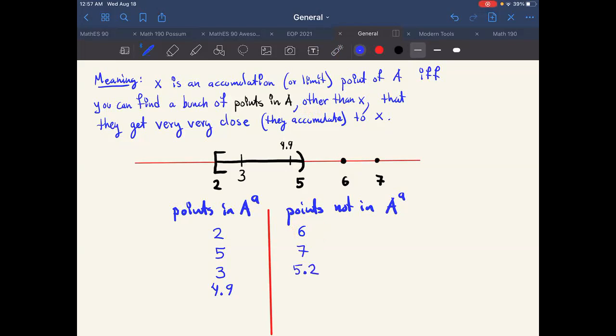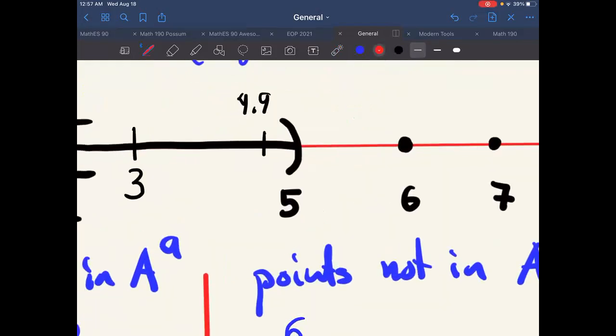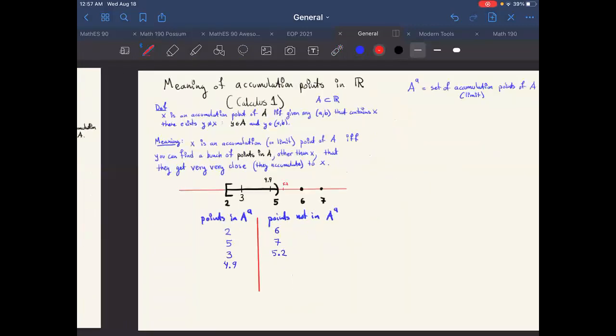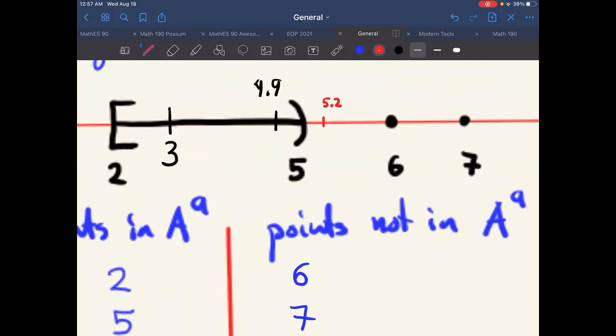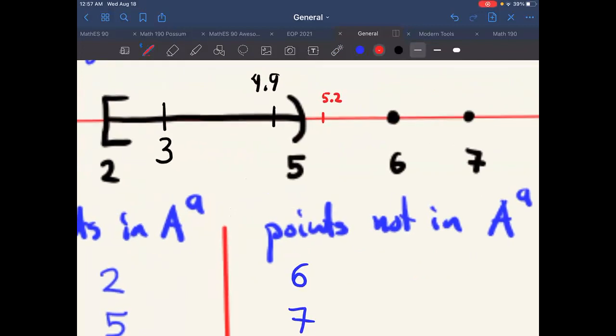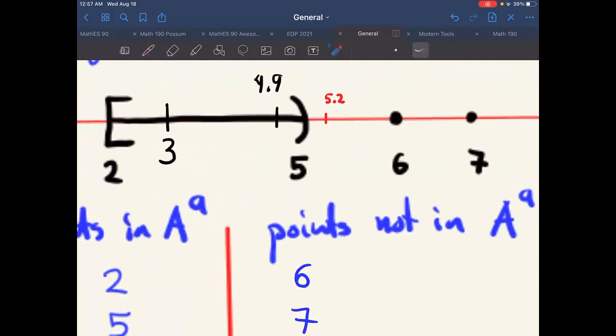Why not, Professor? Here is 5.2. It's a red point. Why is it not an accumulation point? Because of the following. 5.2 is not an accumulation point because you cannot find a bunch of points other than 5.2 that get very, very close to 5.2. And you may say, yes, Professor, I think I can find them. I would say that you cannot.